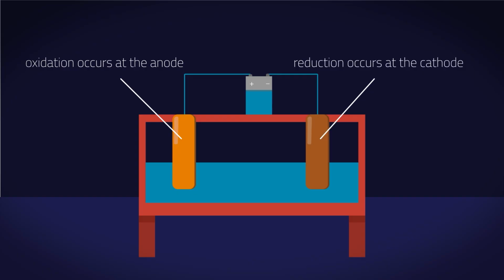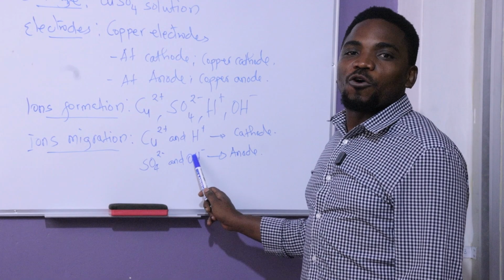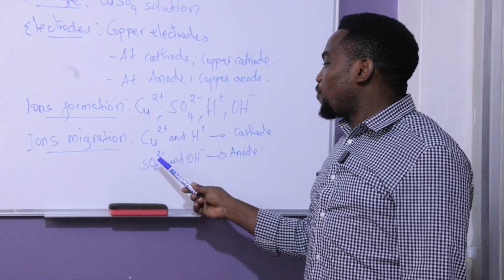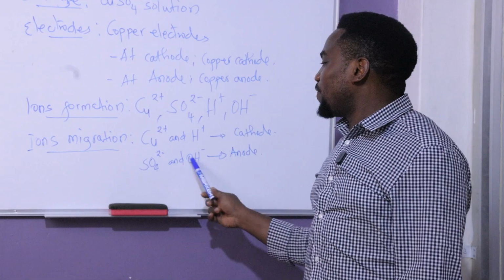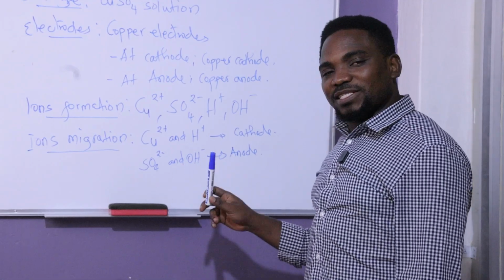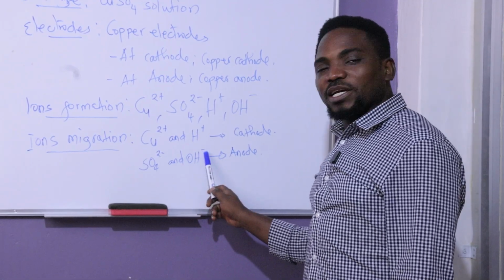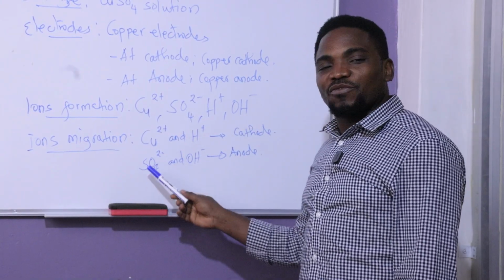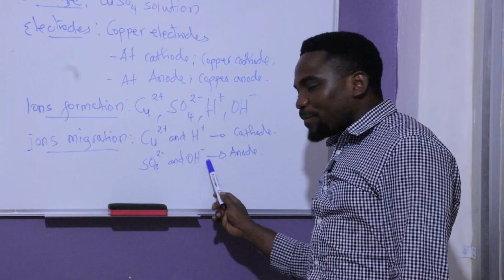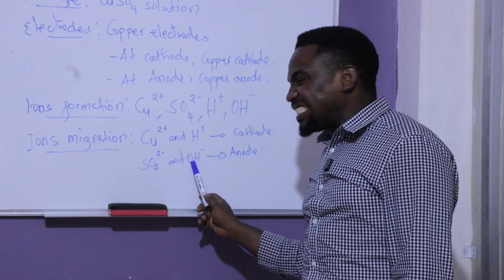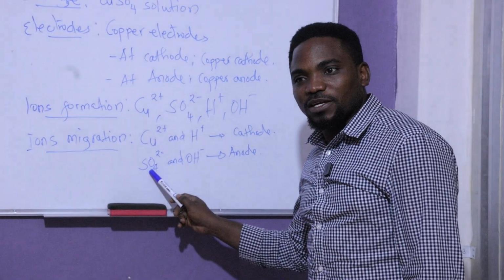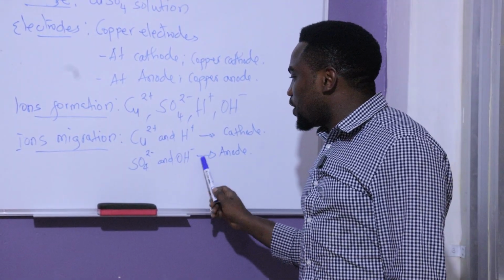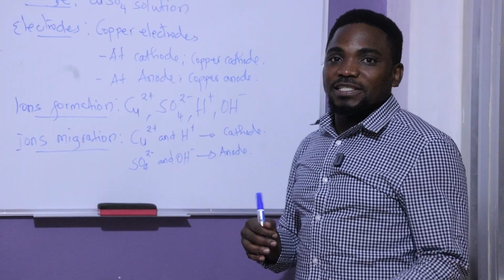Why? Because the hydroxyl ion is below the sulfate ion in the electrochemical series of nonmetals, of these radicals. So you will understand that the hydroxyl ion is lower in the electrochemical series as compared to the sulfate ion. So this one is supposed to be preferentially discharged as compared to this one.